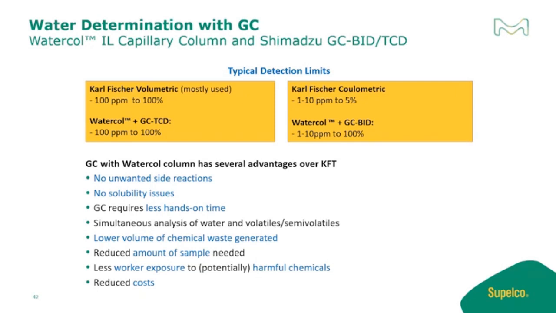Some of the advantages of using GC with the Water Call over Karl Fischer titration: no unwanted side reactions, no solubility issues, and less hands-on time. You can do both water and the volatile and semi-volatile material. You have a much lower volume of chemical waste generated. With a reduced amount of sample, we can inject a microliter on the Water Call column and get quantitative results. There's less worker exposure to potentially harmful chemicals, and again, the advantage of reduced cost using GC compared to Karl Fischer titration.